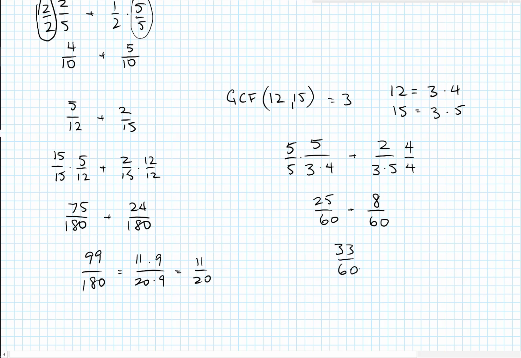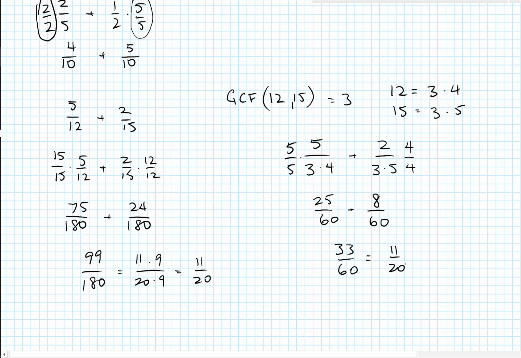Now, this method, you may be thinking, well, it's a lot more work. The advantage is it keeps the numbers smaller. It doesn't mean you're not going to have to reduce it in the end, because you can see 33 over 60 still has to be reduced, right? Both the 33 and the 60 have a common factor of 3. If you take that 3 out, you end up with 11 over 20, which is the same result we got when we did it the other way.